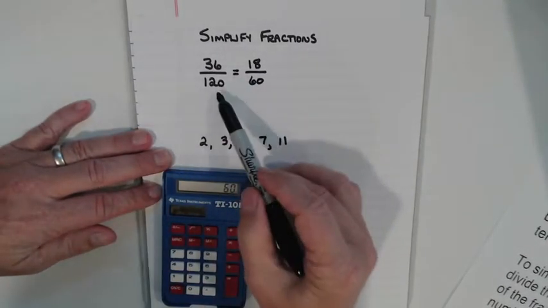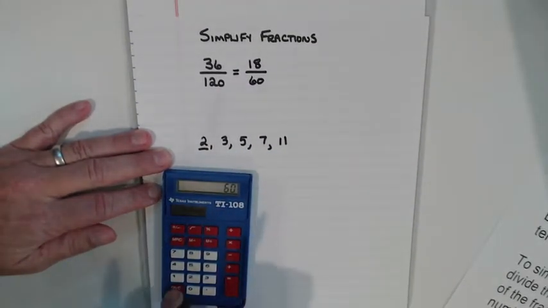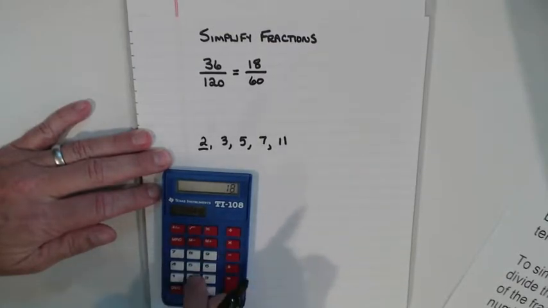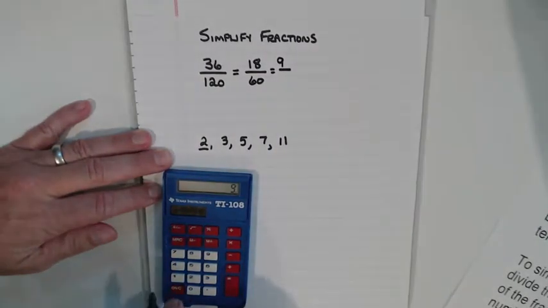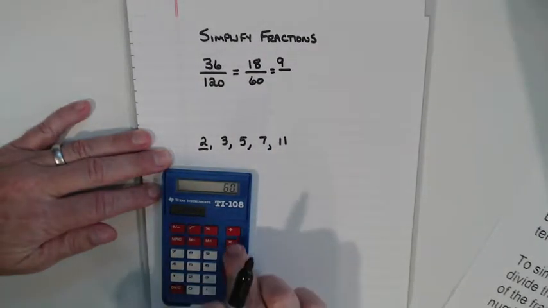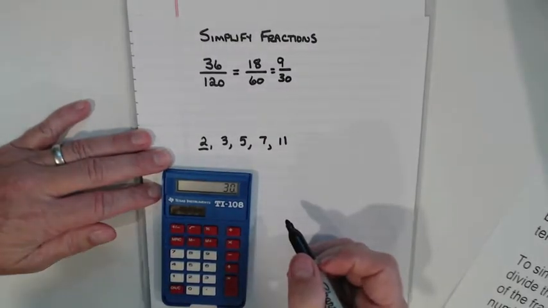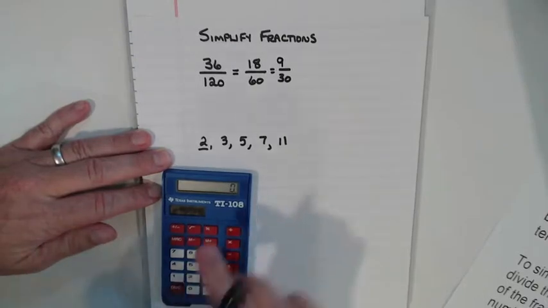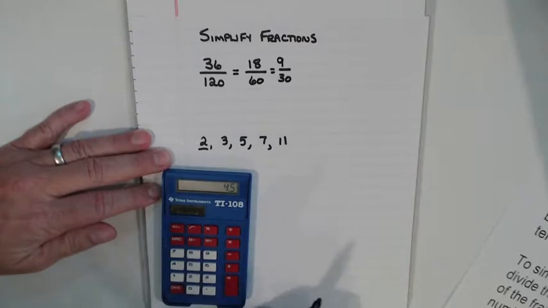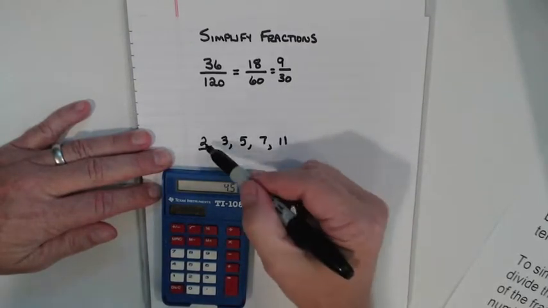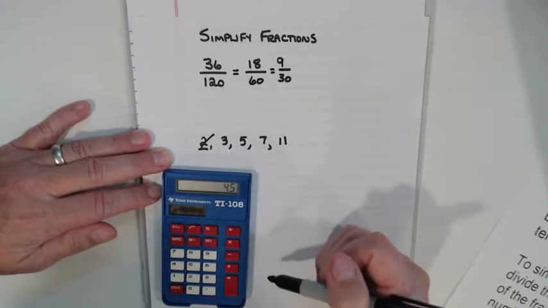Once 2 works one time, I'm going to keep using it until 2 doesn't work anymore. So let's go 18 divided by 2. 9. And let's see if it'll go into the bottom number. 60 divided by 2. 30. I'm going to keep using 2 until it doesn't work anymore. So let's see if 2 will go into this top number right here. 9 divided by 2. As soon as I get a decimal, I mark that number off my list because it's not working anymore. I go to the next number, which is 3.